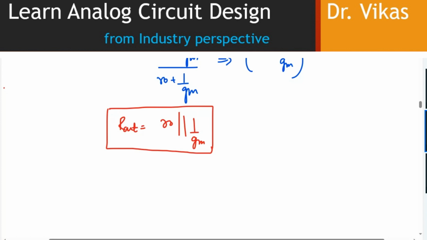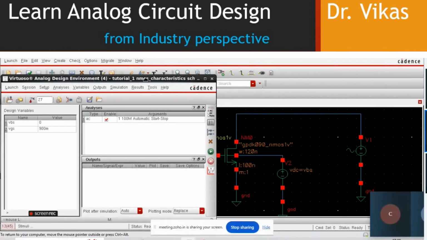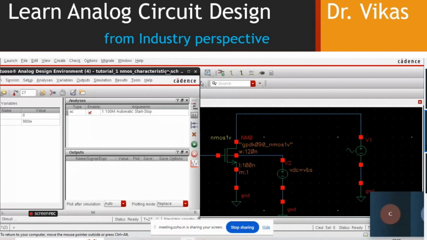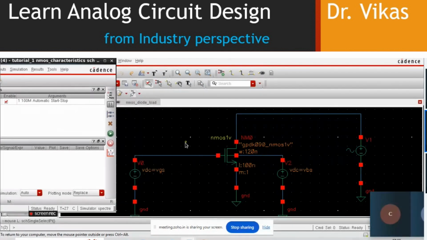Now let's quickly look into the simulation scenarios. I have taken the same NMOS characterization circuit where I have this NMOS, and I have taken multiple sources. I'm taking the VGS source, and I'm also taking the VBS because I want to vary the body voltage also, to see the impact on output resistance, which would come later in the other configuration.